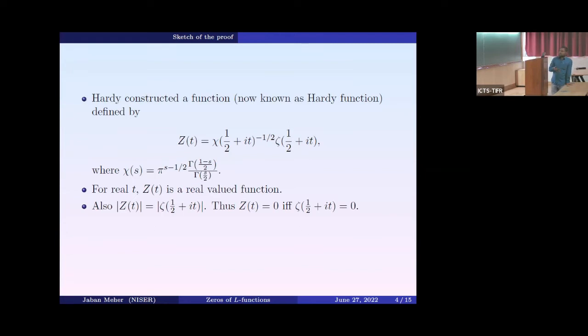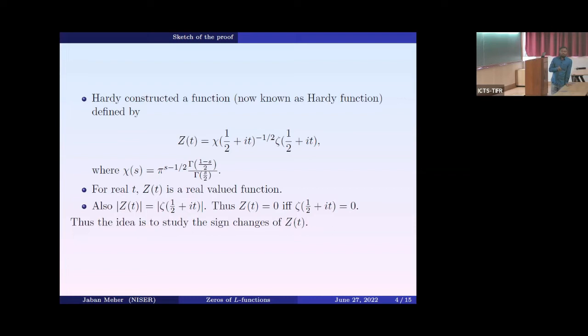And now what do we do here? What Hardy did is, since this is a real valued function, you look at the number of sign changes. If you have one sign change, that means at one point it is positive, at another point it is negative, so there is a zero in between, because you can see that this is a continuous function. So this is the idea, a very simple idea: just detect sign changes. But the idea is simple, one has to work it out. And as I said, the idea is to study the sign changes.